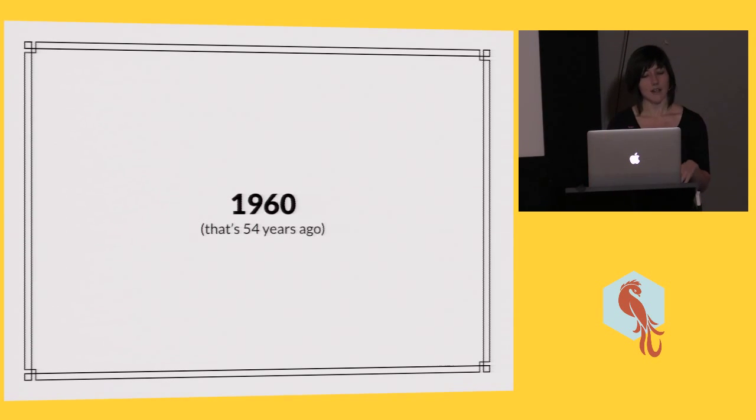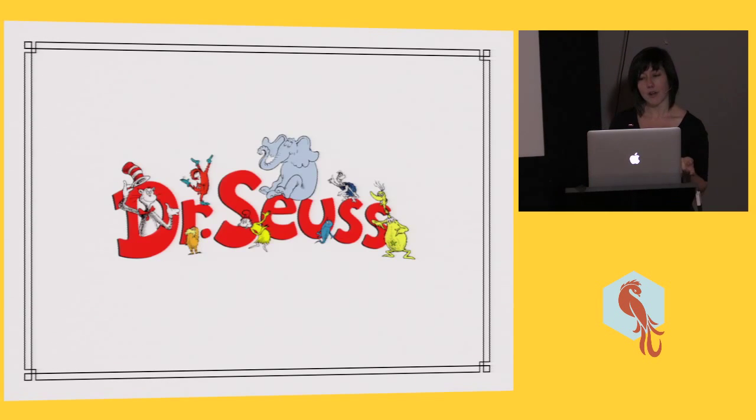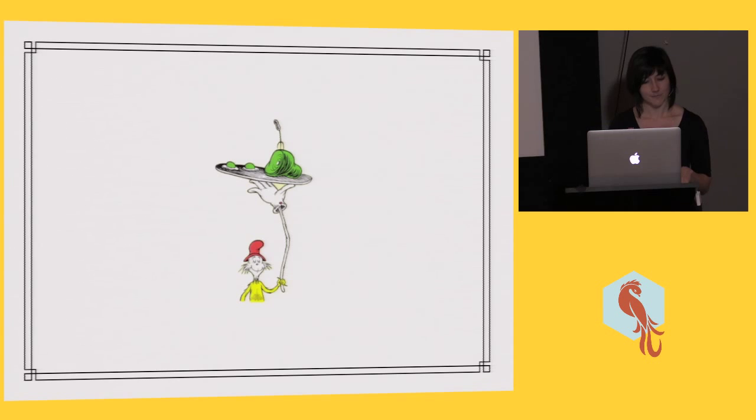Bennett Cerf bet Theo Geisel $50 that he wouldn't be able to write an entertaining children's book with only 50 unique words. You might know Theo Geisel better by a pseudonym of Dr. Seuss. Dr. Seuss won that bet with his story Green Eggs and Ham. Since the publication of Green Eggs and Ham, it has sold more than 200 million copies, which makes it the most popular of his works, and it's one of the best-selling children's books in history.